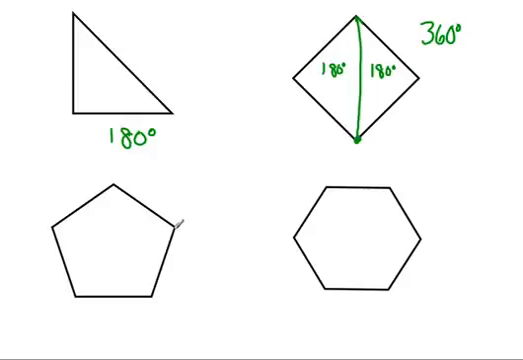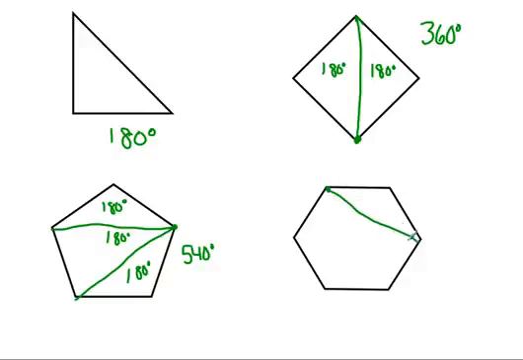We can do the same process down here if we pick any vertex and we draw just the diagonals from that one vertex. We'd cross over to here, we'd cross over to here. How many triangles are formed? Well, there's 1, 2, 3 triangles. Each of those 3 triangles is going to be 180 degrees. So to figure out how many degrees are within this entire shape, it's going to be 180 times 3, or 540 degrees.